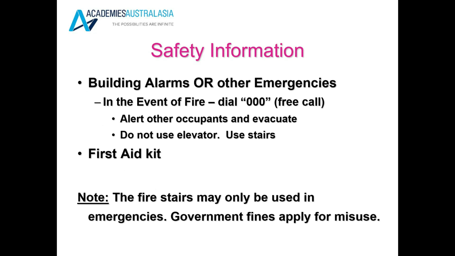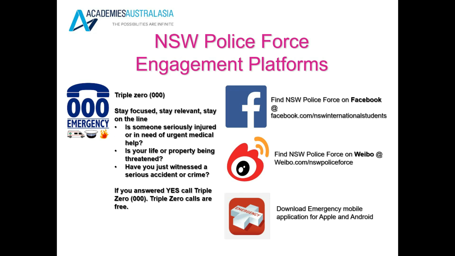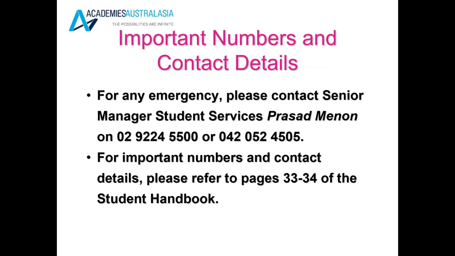The safety information in Australia for police, fire and ambulance is 000, and this is for emergencies only. Please be aware of the emergency exits in your building. And you can also refer to social media. The police force and emergency services are also on social media. You can connect and remain connected for more information.